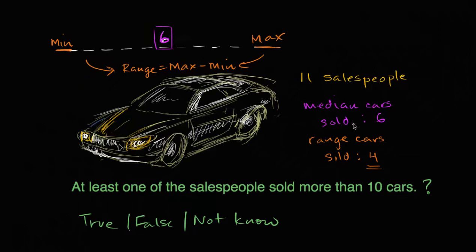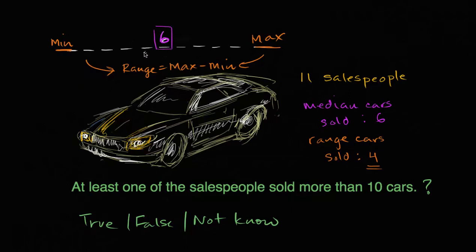If the median sold is 6 and there's 11 salespeople here, the middle number, if we order it, one of them must have sold 6 cars. If we had an even number here, then that would be the average of the two middles. But if we have an odd number here, that is literally the middle number of cars sold. So someone sold 6 cars.